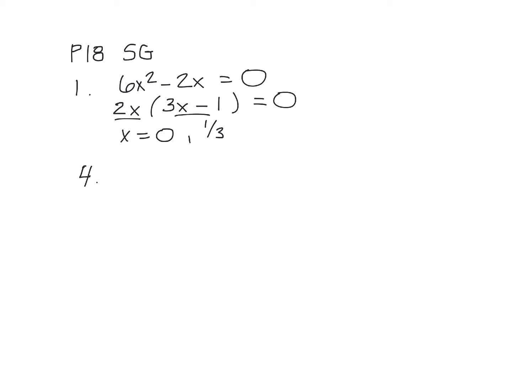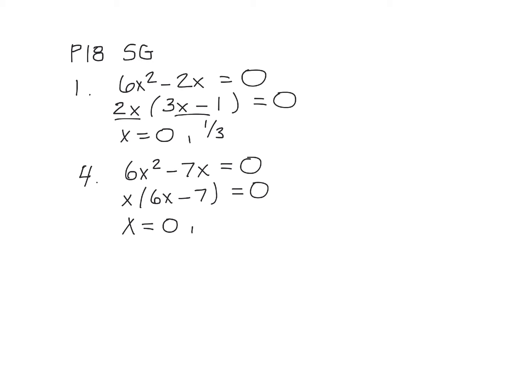Number 4, I have 6x squared. I'm going to subtract 7x from both sides to get this to equal 0. And then I can take an x out, is all, which leaves me with 6x minus 7. So therefore my solutions would be 0 and a positive 7/6.